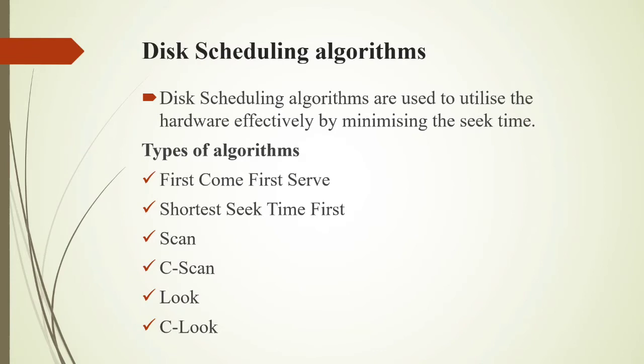So what are the available algorithms? First come first serve, shortest seek time first, SCAN, C-SCAN, LOOK and C-LOOK. Now let us see them one by one.